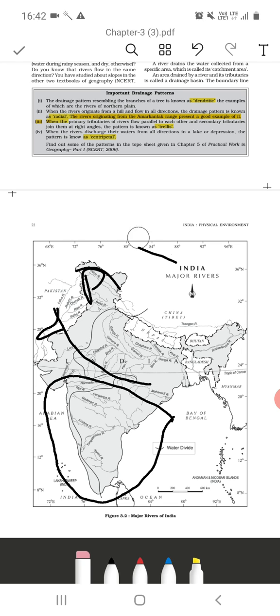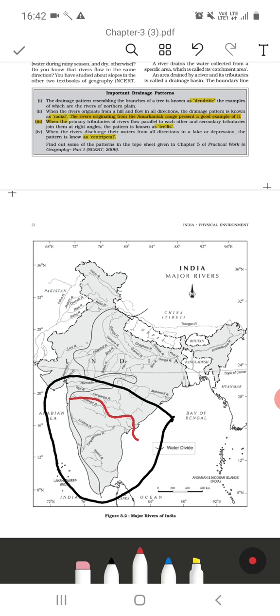Now if we talk about the peninsular river system, we have the rivers which are not perennial. Rather, they are seasonal. In monsoonal season, they will receive water from the monsoonal rainfall. But in summers, when there is scarcity of water, what will happen? Those rivers will dry up. Second, the area which they serve is comparatively smaller. In comparison to Himalayan rivers, their area is smaller. Then, these rivers are having less tributaries.